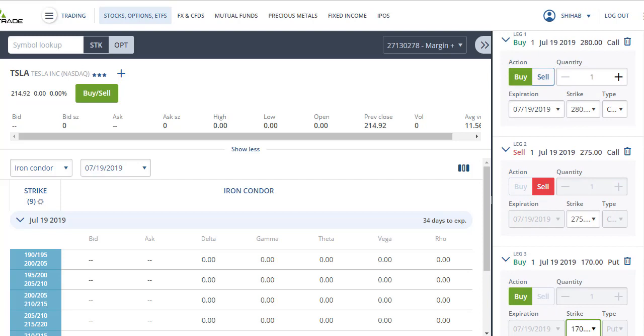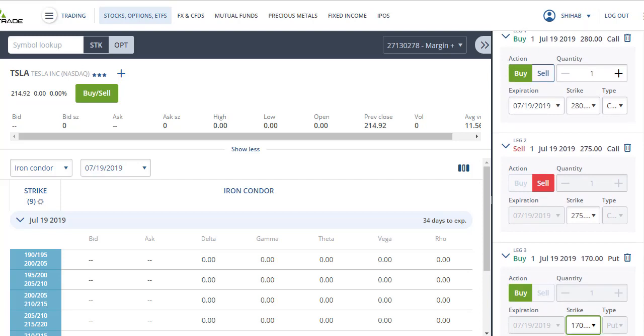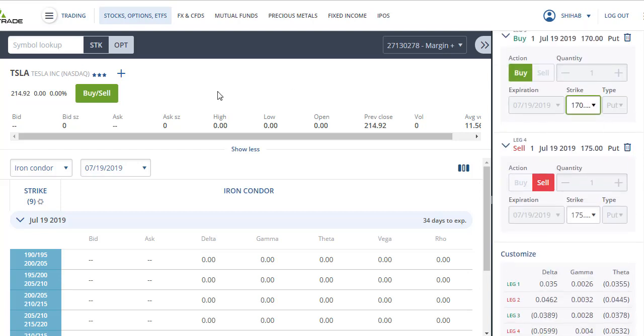So basically, I only make money on this trade if Tesla stays between 275 and 175 come the expiry date of July 19. Right now it's trading at 215. So I'm giving myself a very good chance.